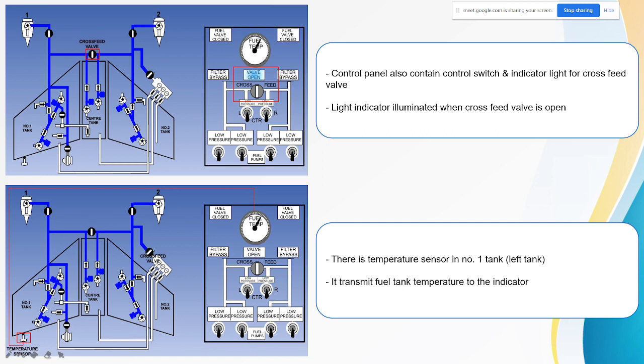By the way, in the aircraft, the left side of the airplane is referred to as number 1, while the right side is referred to as number 2. This means the left wing is the number 1 wing, and the right wing is the number 2 wing. This right engine is the number 2 engine, and the left engine is the number 1 engine.